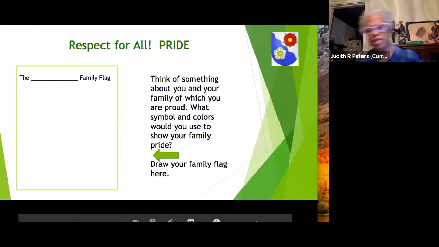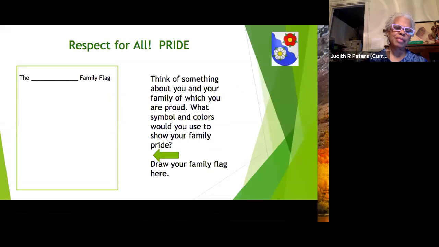All right, then another activity that we think about, respect for all, pride. You should have pride about your family. So we want them to draw a family flag. So I would write the Peters family flag, and then I would draw what colors I want, what symbols I want to show family pride.